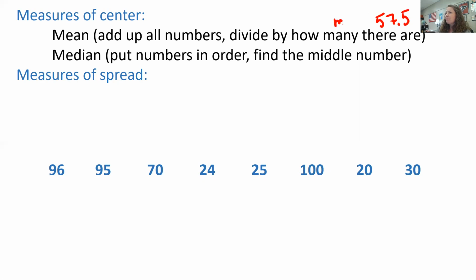That's my mean. So if these were scores, the average this person has in their class right now is 57.5.